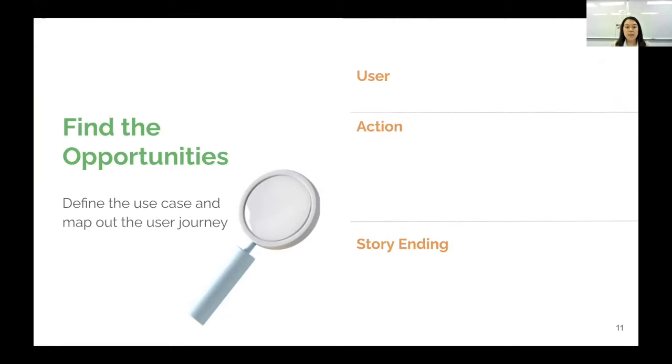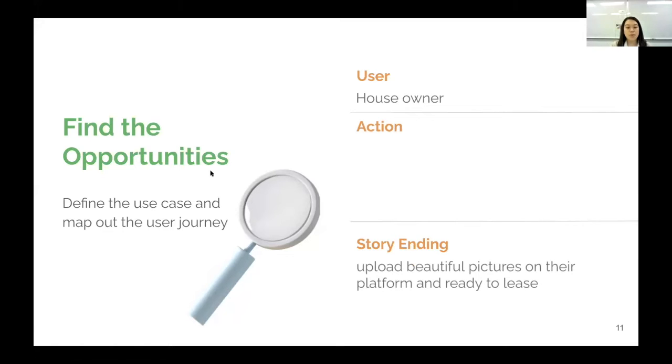Okay, let's take Airbnb as an example. Here, identify the user. For Airbnb, the users are house owners. And write down the story ending. At Airbnb, they hope the house owner can upload beautiful pictures on their platform and be ready to lease. The house owner needs to fill in the description, set the facilities, show the location. So you need your user to put in as much information as they can.